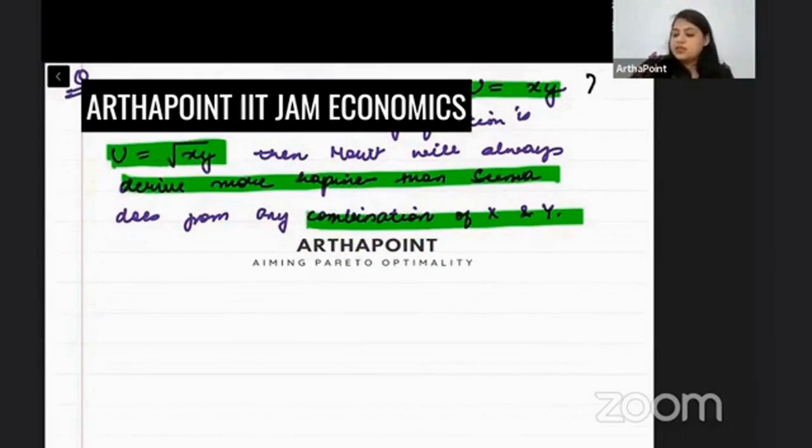The statement is this. Mohit's utility function is u is equal to xy and Seema's utility function is u is equal to root xy. You have to tell me whether Mohit will always derive more happiness than Seema for any combination of x, y. Is this true or not?